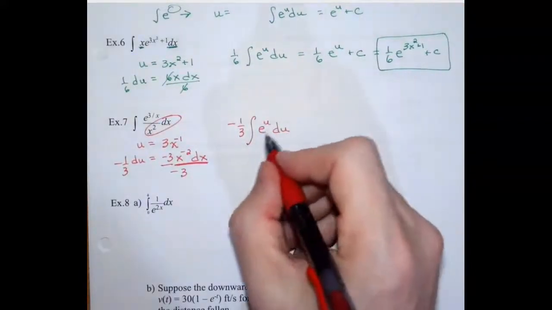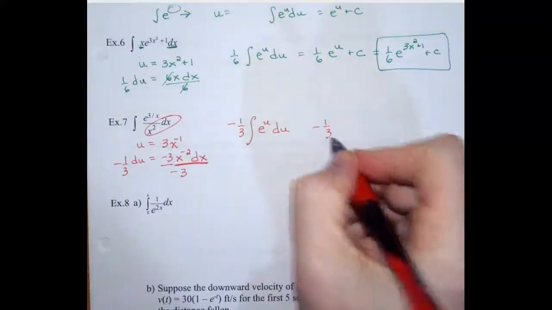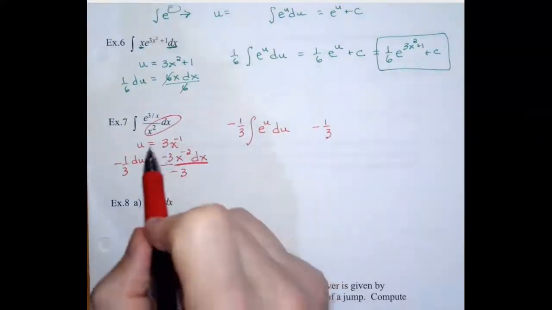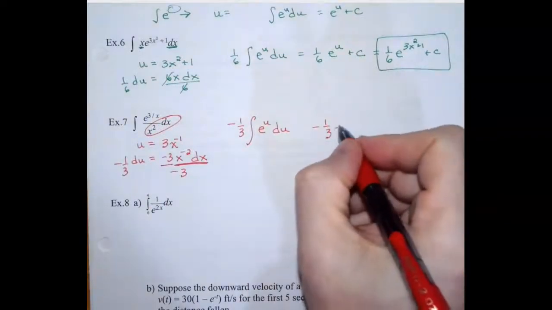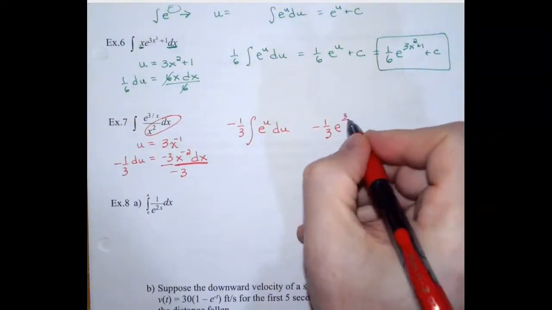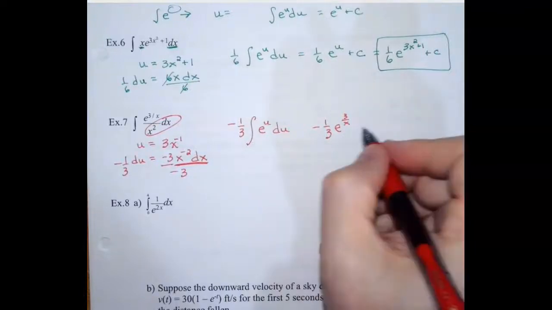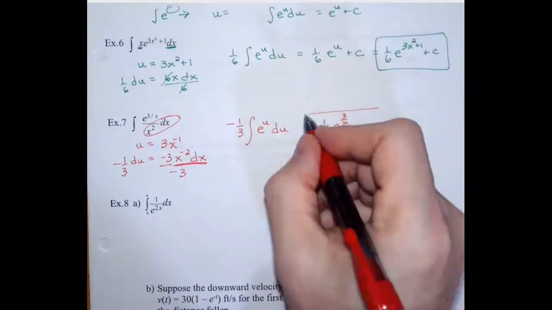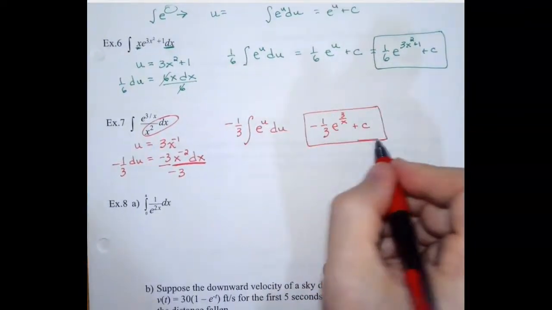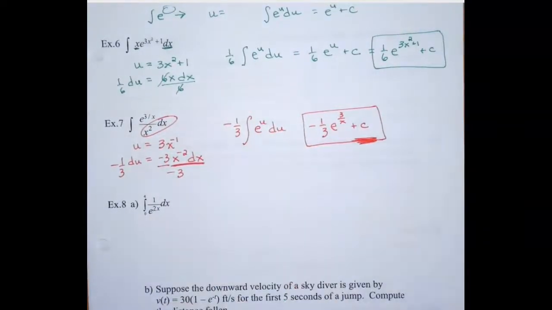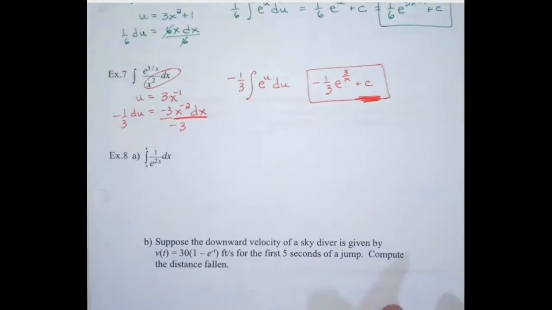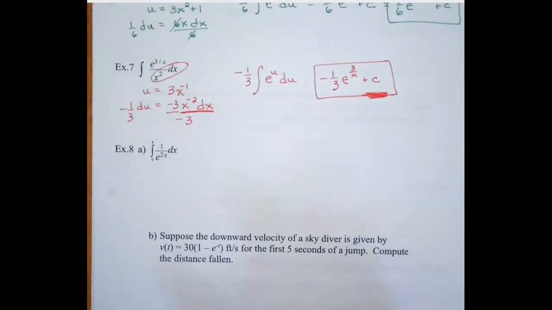So if we integrate e to the u, we just get e to the u. I'm going to skip that middle step right here, and I'm just going to put the u back in. So that's going to be 3 over x, and then plus c for a constant. Don't forget the plus c. Lots of students do.